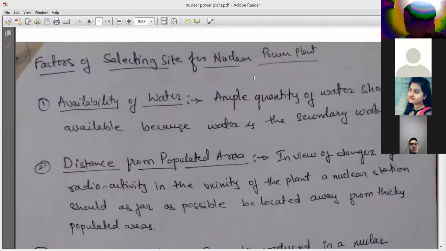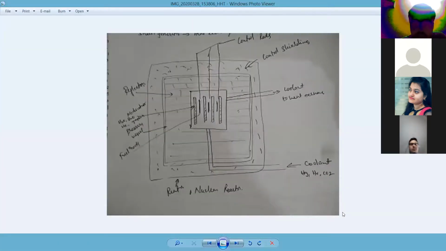All of you just do one thing, don't sit simply, write down the important points, what is the function of each equipment. The main thing, if you understand the reactor core equipment functions, then you can easily understand the other things in a nuclear power station. So I'll repeat once again. This part is very important.